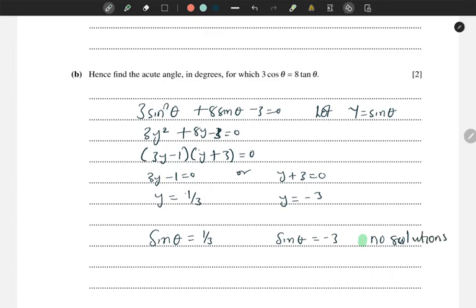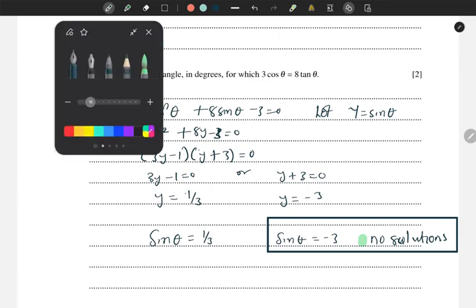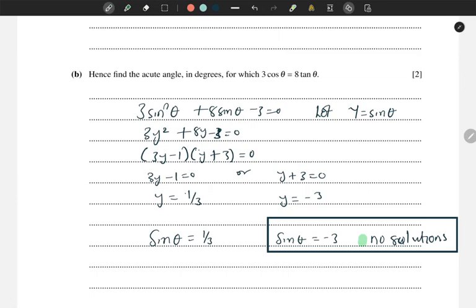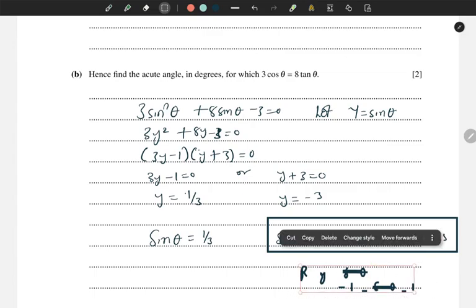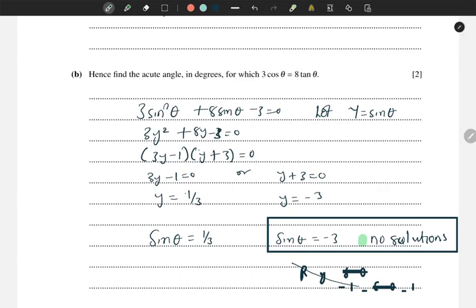Why do we have no solution here? Because the range of sine theta is between minus 1 and 1: minus 1 is less than or equal to sine theta, which is less than or equal to 1. You can't have a value of sine theta greater than 1 or less than minus 1. It is not possible. It must be between minus 1 and plus 1.